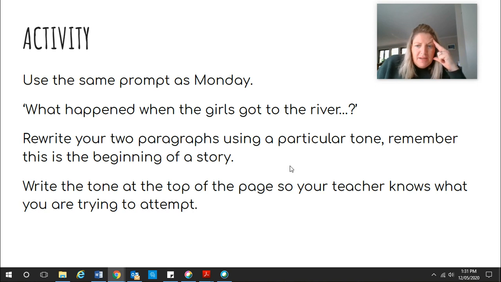Write the tone at the top of the page so your teacher knows what you're trying to attempt and they can give you proper feedback. If we don't know what tone you're trying to attempt, it's very hard for us to give you correct feedback. Okay, so really think about those things. Go back and read some stories with different tones. And this should all help you with your writing to become really, really good.